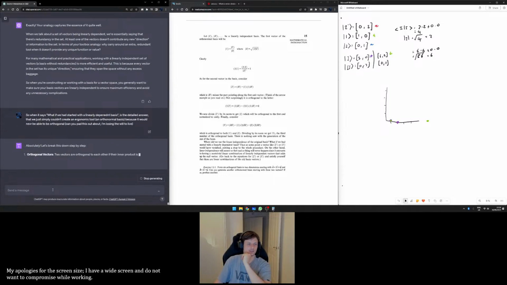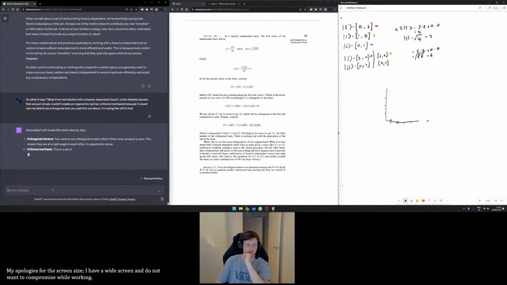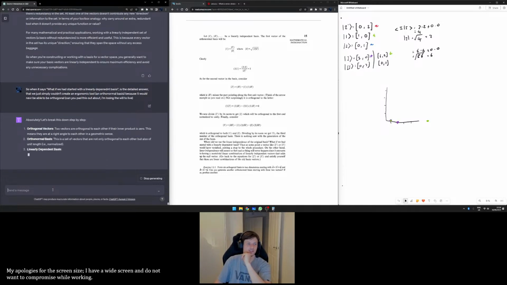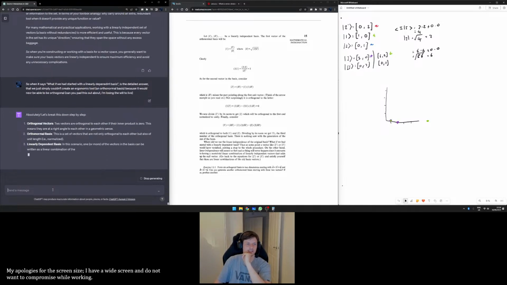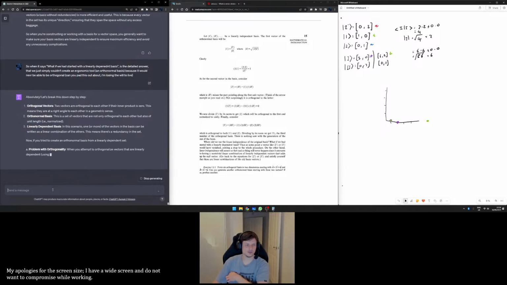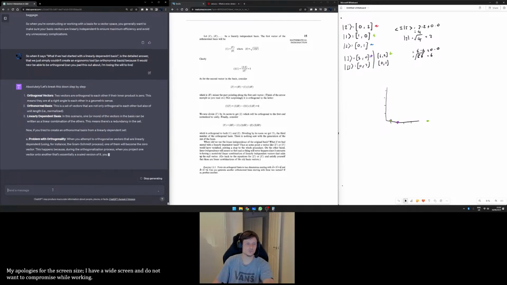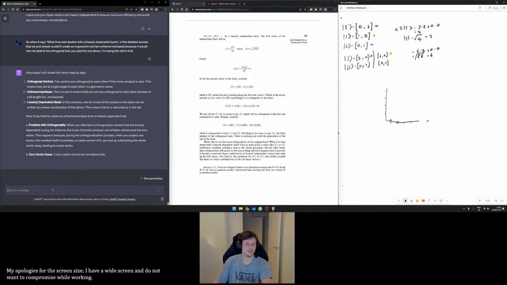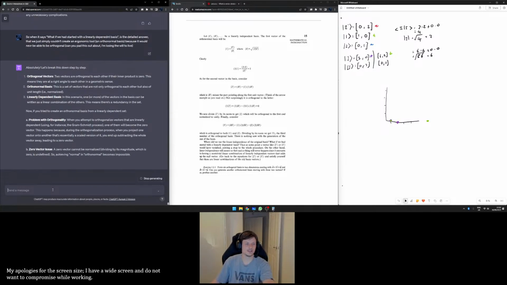Absolutely. Let's break that down step by step. Orthogonal vectors: two vectors are orthogonal to each other if their inner product is 0. This means they are at right angles to each other in a geometric sense. Orthonormal basis: this is a set of vectors that are not only orthogonal to each other but also of unit length. Linearly dependent basis: in this scenario, one or more of the vectors in the basis can be written as a linear combination of the others. This means there's redundancy in the set.